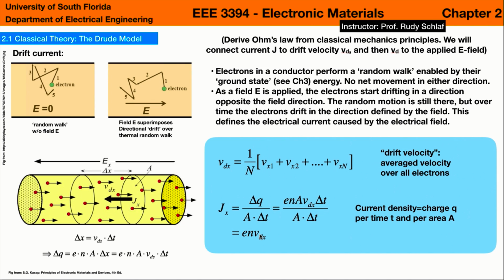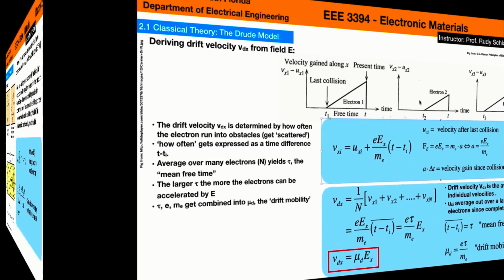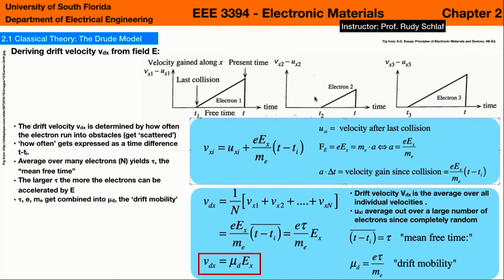So what's remaining now is to connect the drift velocity to the electrical field, and then we can write down Ohm's law. Okay, let's see how the drift velocity connects to the electrical field. So in general, for each electron we will have some process like this. The electron collides with an obstacle, a defect, a lattice atom, etc. And after that collision it will have a random velocity, u_xi, if it's the ith electron.